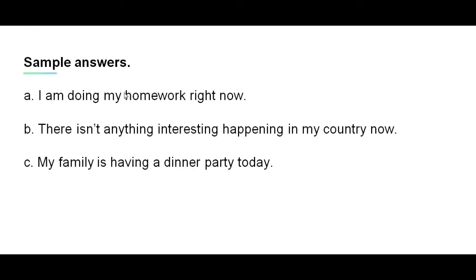Sample answers. I am doing my homework right now. There isn't anything interesting happening in my country now. My family is having a dinner party today.